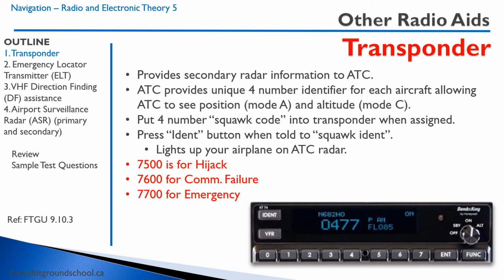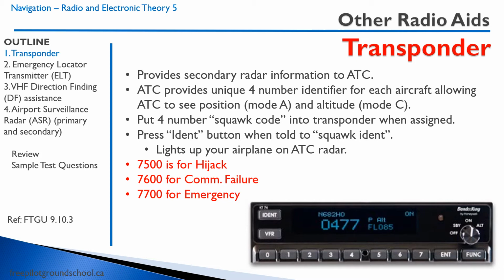The transponder could be mode A, which is position only, or mode C, which is altitude and position. You put the 4-number squawk code into the transponder when assigned. So air traffic control will say something like Alpha Bravo Charlie squawk 4472. And then you would say squawk 4472 and type that in, or use the knobs to select that.